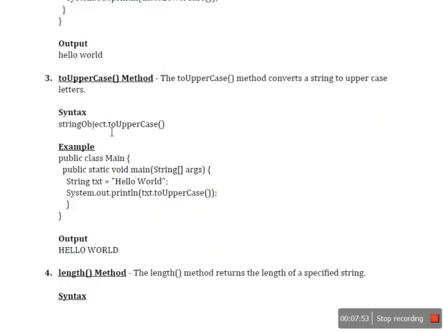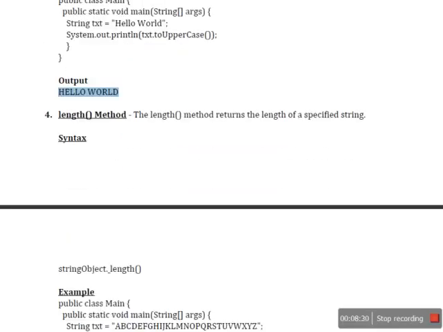Next, when you need to convert the string into uppercase letters, you will be using toUpperCase, and the syntax is string object dot toUpperCase. So this is your method to use. Let's talk about the example. First we have defined the class, then we have defined the main class, and then we have defined a string, that is hello world. Now we have to convert the string into uppercase. So this is your string, and this is how we will convert it to uppercase.